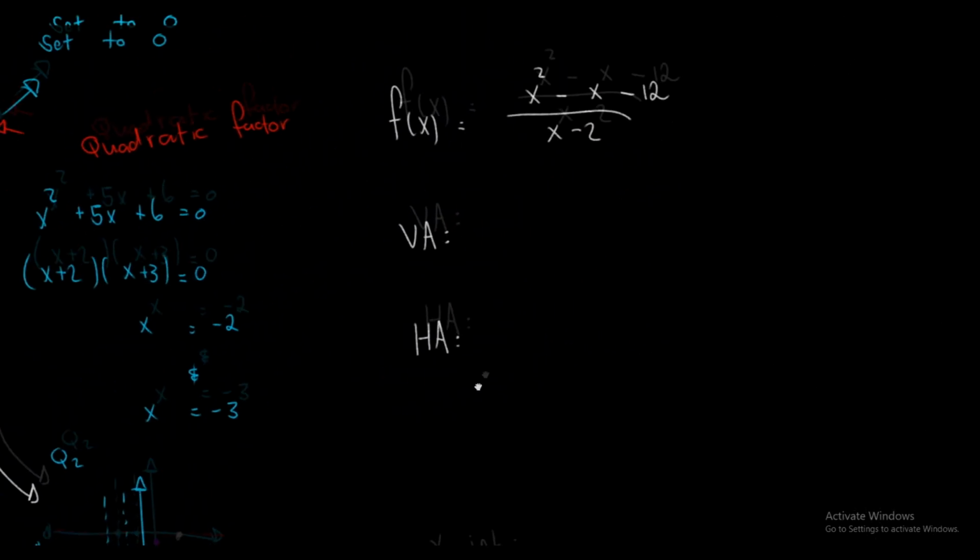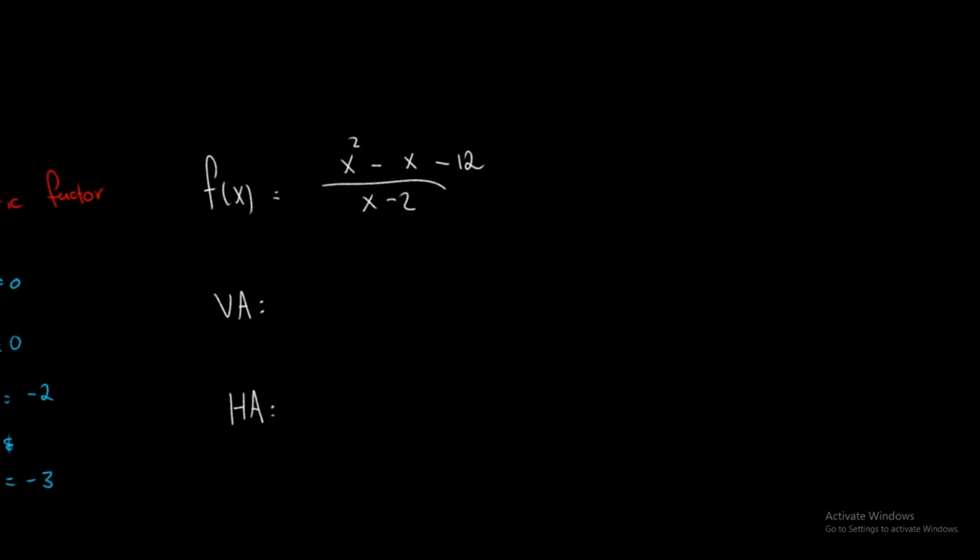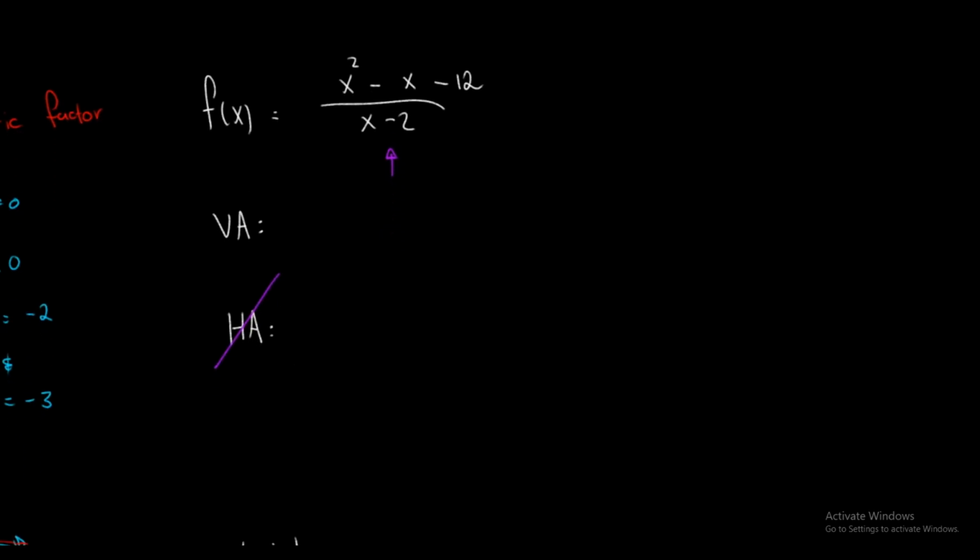Okay, let's move over to this one. So what happens now? Now all of a sudden you have a linear factor at the bottom. So when you have a linear factor at the bottom, you actually don't have a horizontal asymptote. You have something that's known as an oblique asymptote. But we'll get to this in a second.